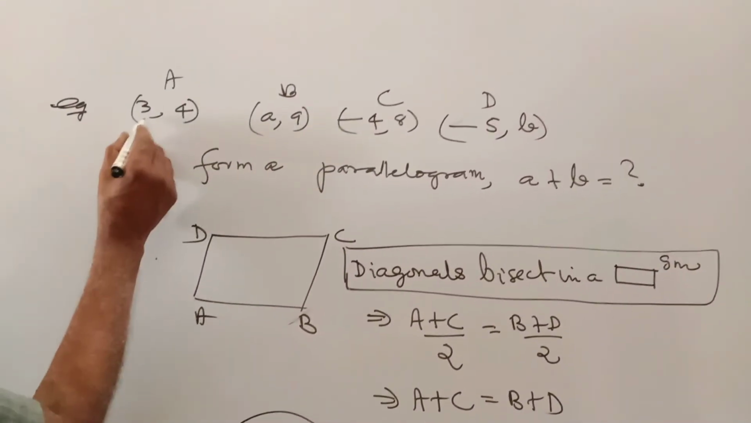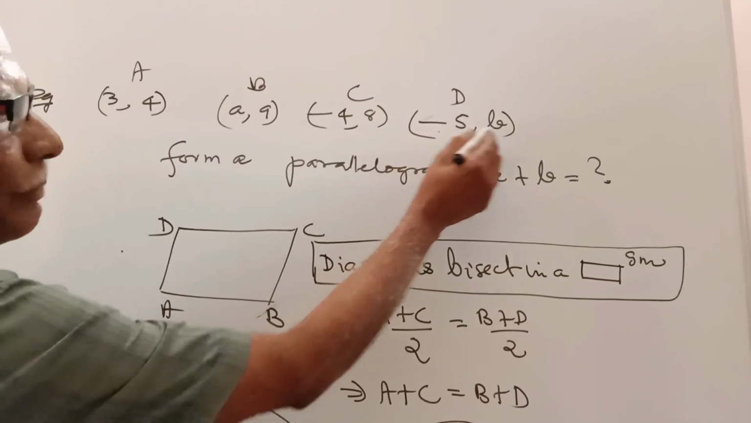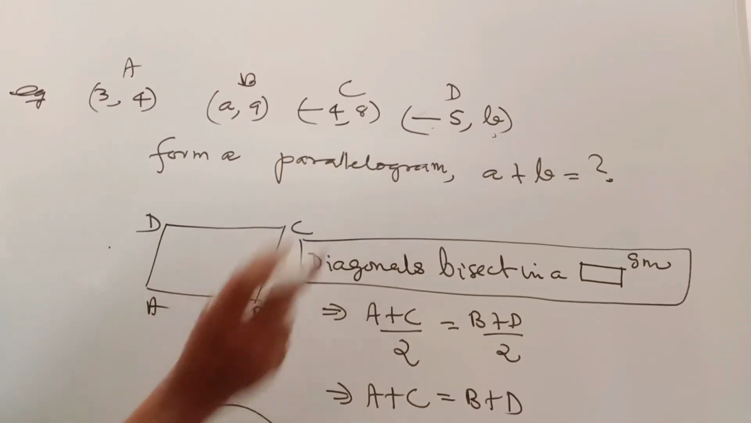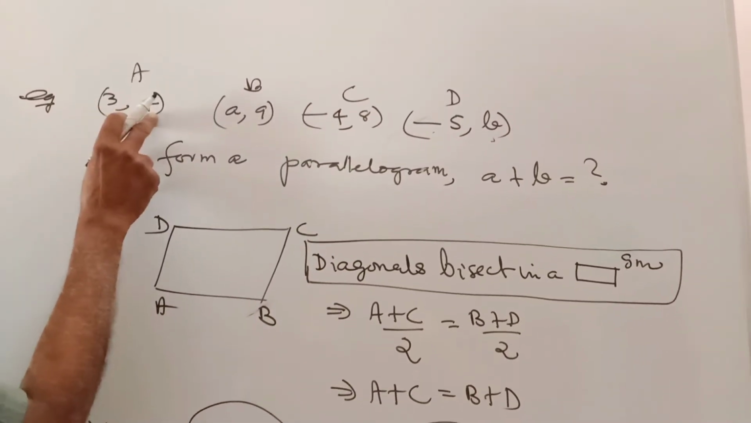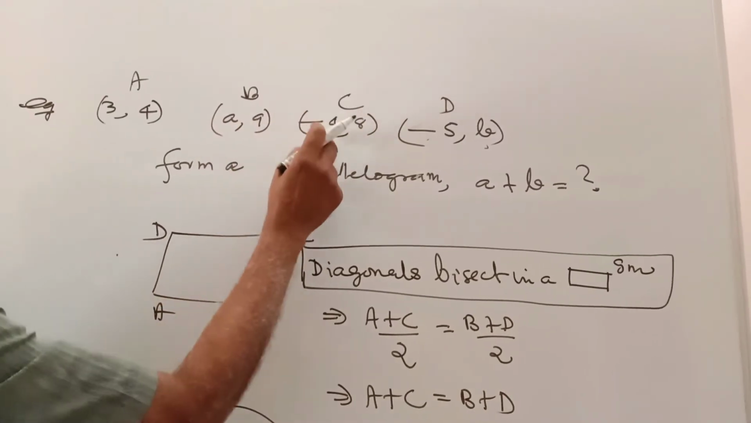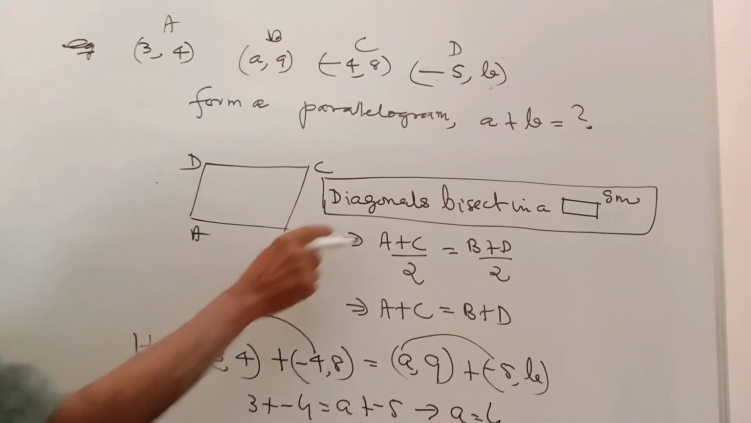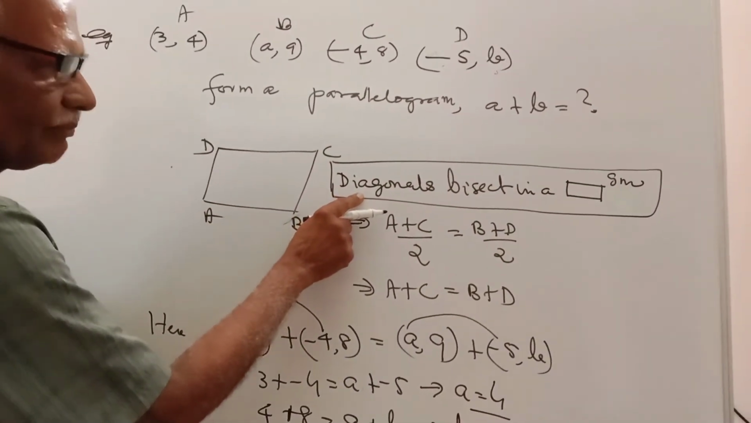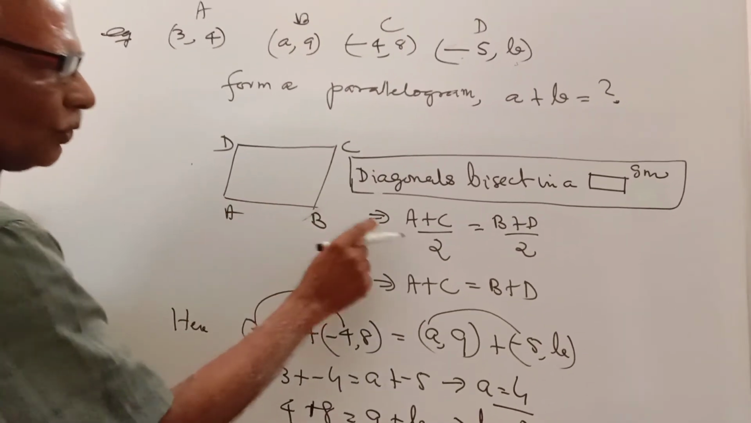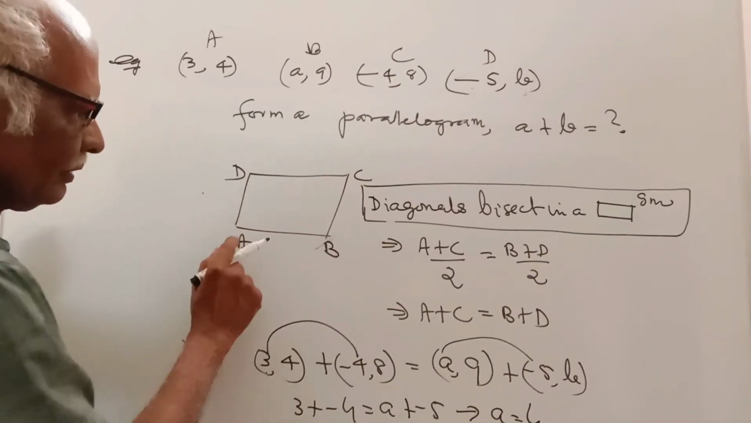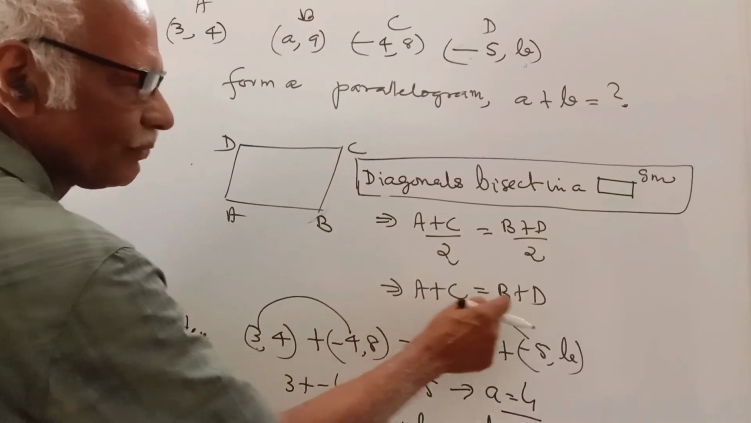We consider an example. (3, 4), (a, 9), (minus 4, 8) and (minus 5, b) are the vertices of a parallelogram. Then what is a plus b? Now A is (3, 4), B is (a, 9), C is (minus 4, 8), D is (minus 5, b). Now in the parallelogram ABCD, diagonals bisect. So it is a very basic idea. The midpoint of every diagonal will be the same. Midpoint is simply the arithmetic mean. So A plus C by 2 equals B plus D by 2. A plus C equals B plus D.